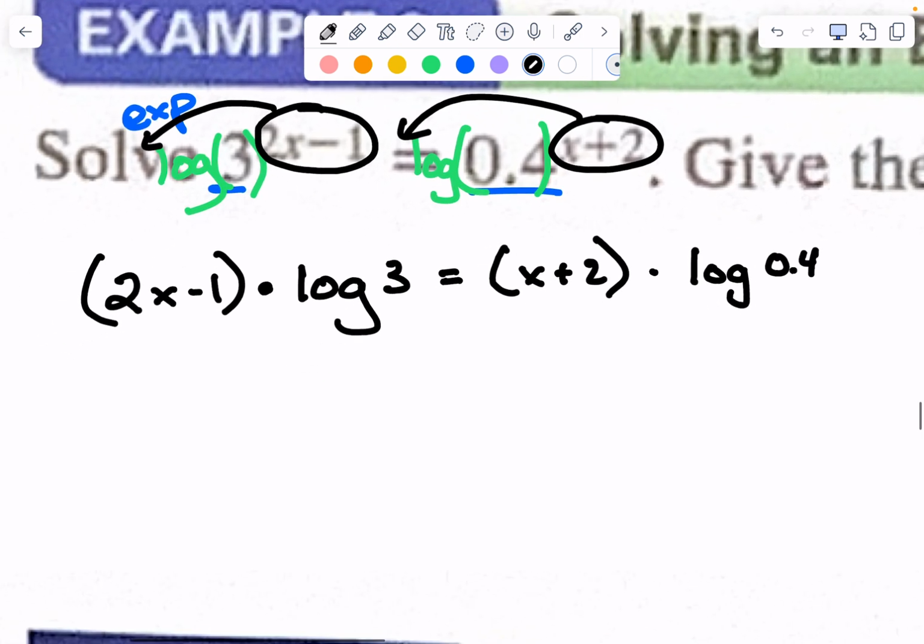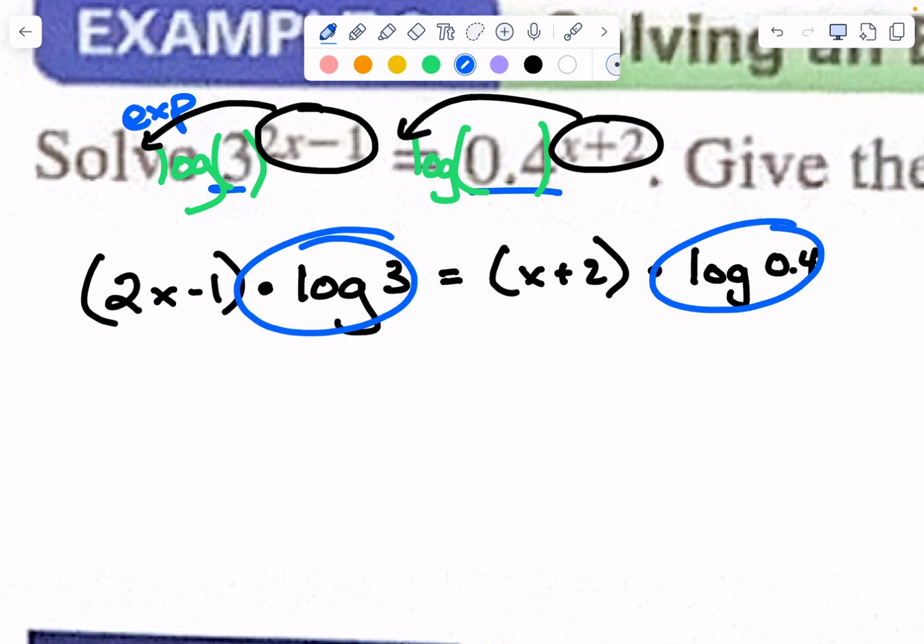Now what? Can we move our logs to one side? Sure, we can. Let's say we want to put the logs together, because this is an ugly decimal and this is an ugly decimal. If we can combine them somehow and make 1 decimal instead of 2 ugly decimals, that would be the best. So do you want to move the 3 to the 4 or the 4 to the 3?